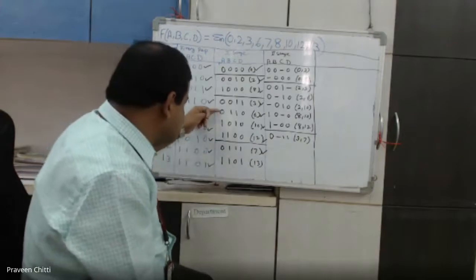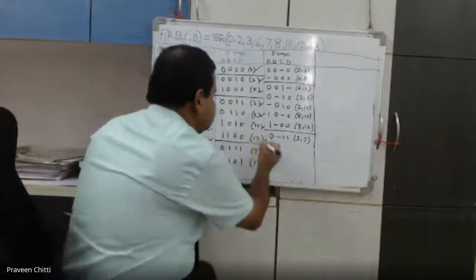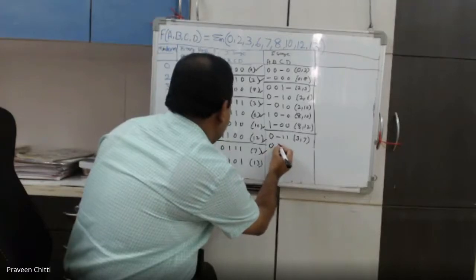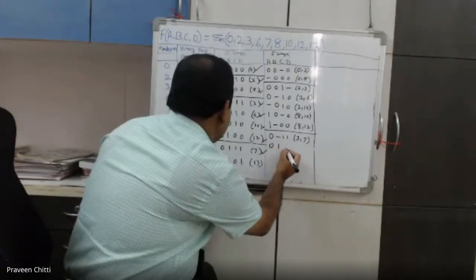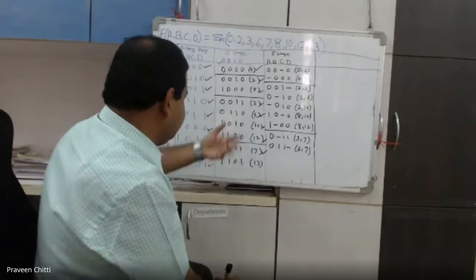Then check 6 and 7. Is it possible? Can I combine 6 and 7? Yes, sir, it is possible. So what should I write? 0, 1, 1, dash, 6, 7. Then 6 and 13, different, same, different, no.